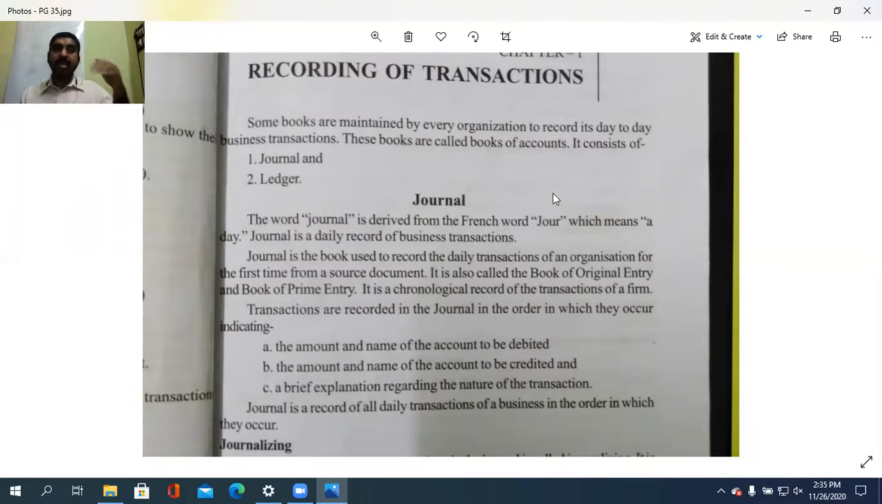Therefore, daily record of the business transaction, that is the journal. Journal is the book used to record the daily transactions of an organization for the first time from a source document. From something we need to record it.